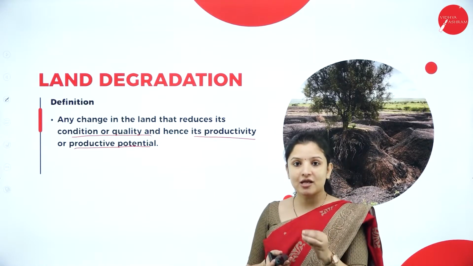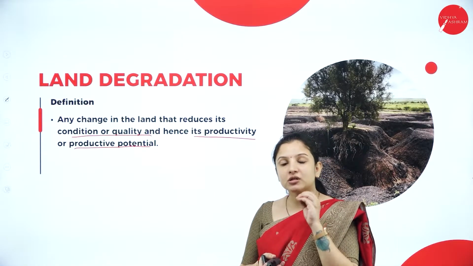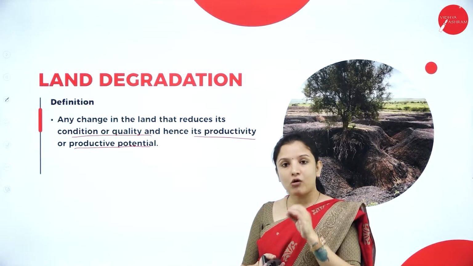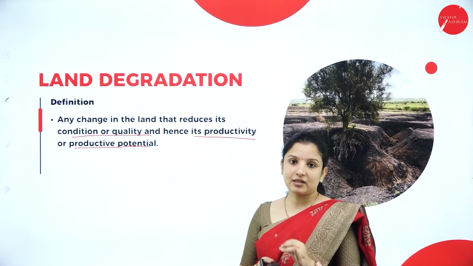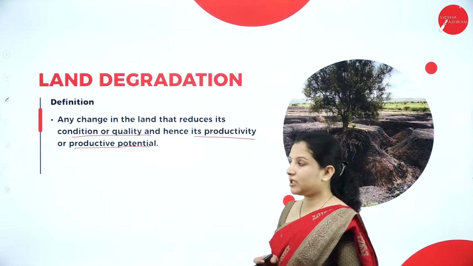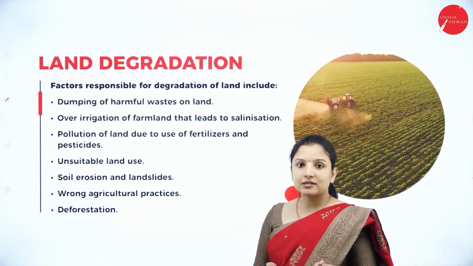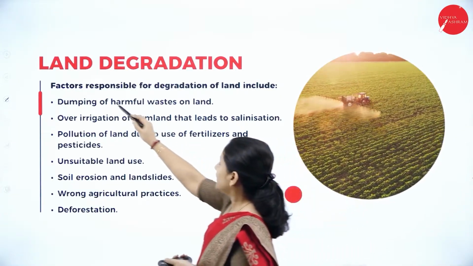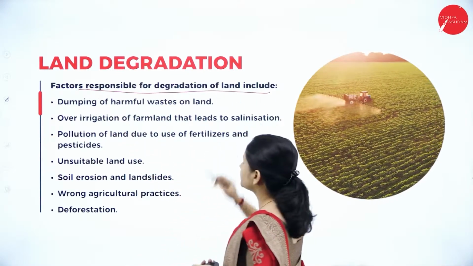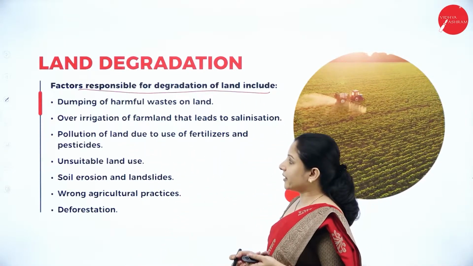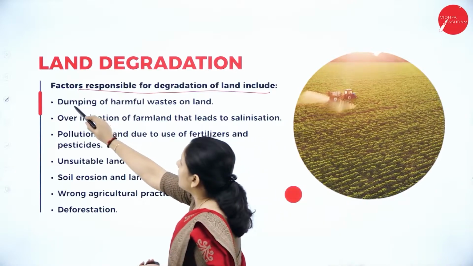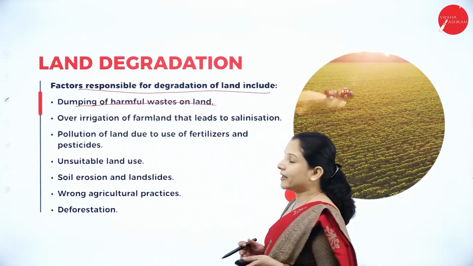So any change that occurs in the land which results in a change in the quality or condition of that particular land is called land degradation. So what are the factors that are responsible for land degradation? Let us look into it. A few of the factors have been mentioned here. They are dumping of harmful waste on the land.